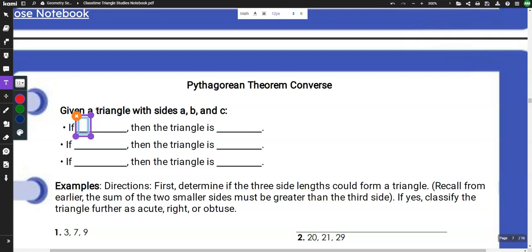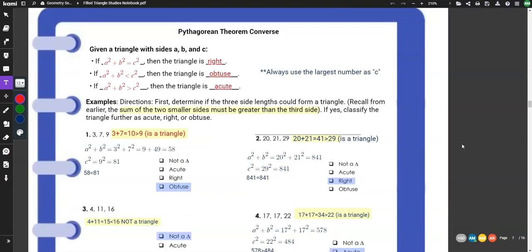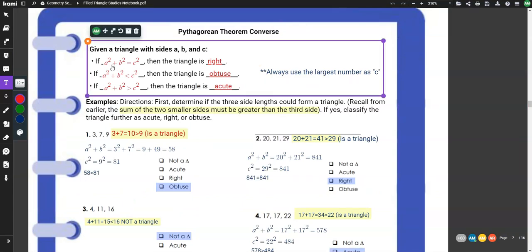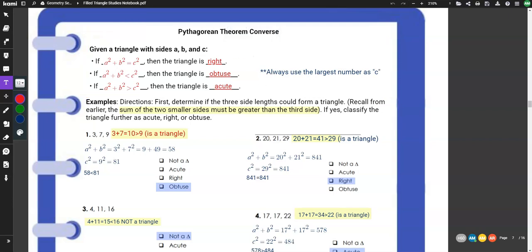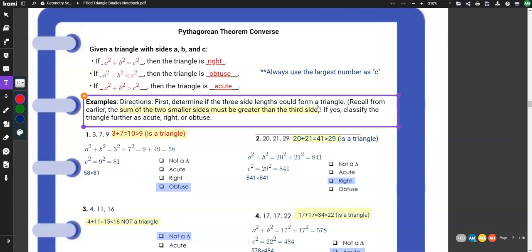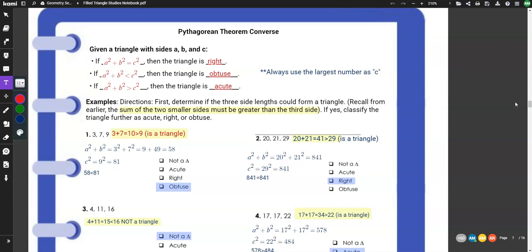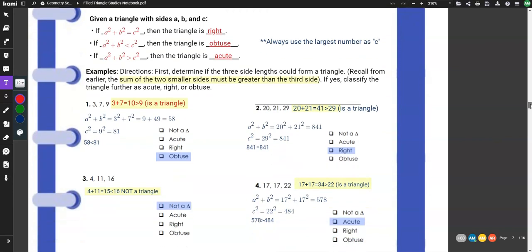So first of all, I'm going to go ahead and type this out. All right, so for the Pythagorean theorem converse, we use the Pythagorean theorem. So if a squared plus b squared is equal to c squared, then the triangle is right. If a squared plus b squared is less than c squared, then the triangle is obtuse. If a squared plus b squared is greater than c squared, then the triangle is acute. You will always use the largest number as c when you're given three random numbers.